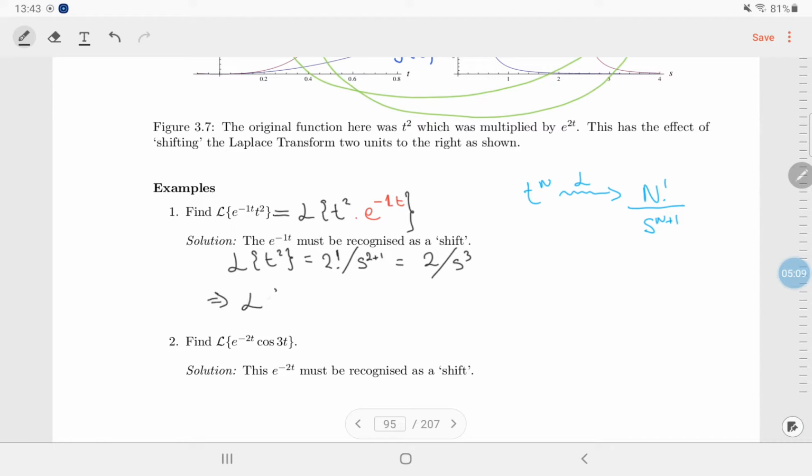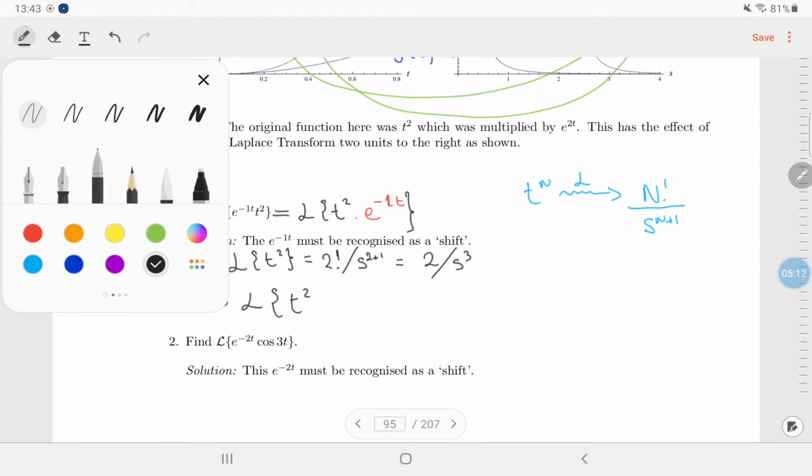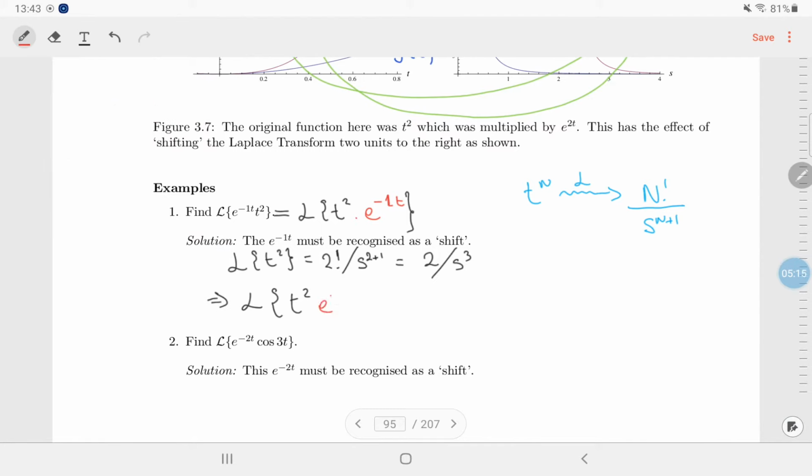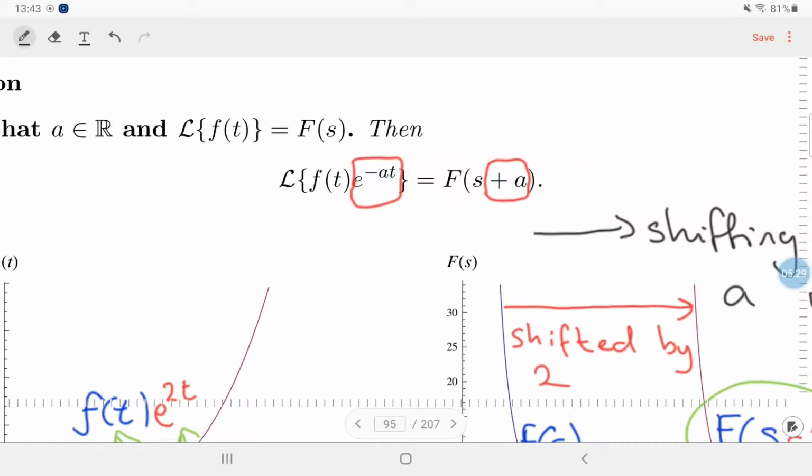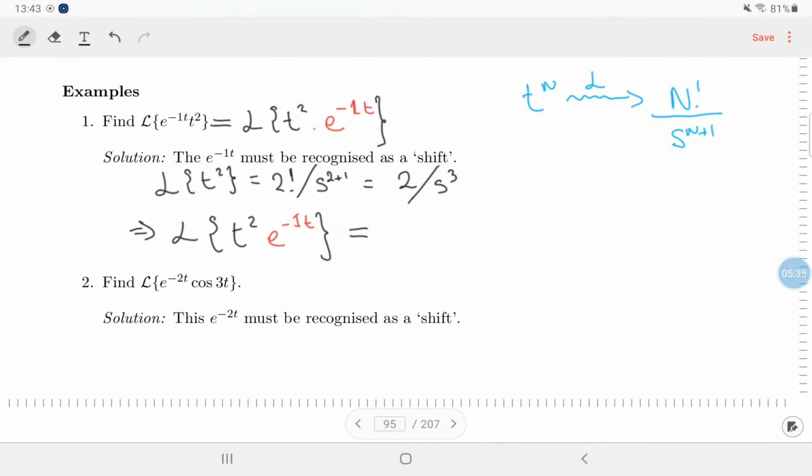Therefore, the Laplace transform of t squared times this exponential shift is, now what does the first shift theorem say? It says if something is multiplied by an exponential shift in the time domain, do the Laplace transform as normal, but then change from s to s plus a. So send the t squared as normal. That'll give you 2 over s cubed. But because it's multiplied by this exponential shift, you change the s to s plus 1.